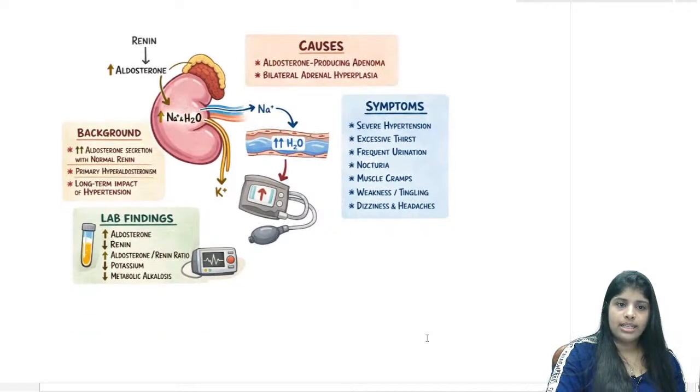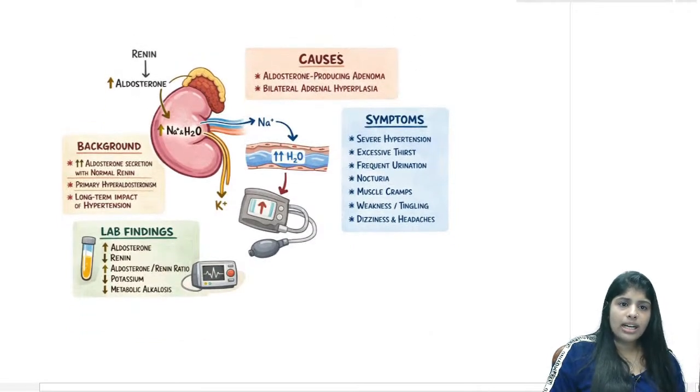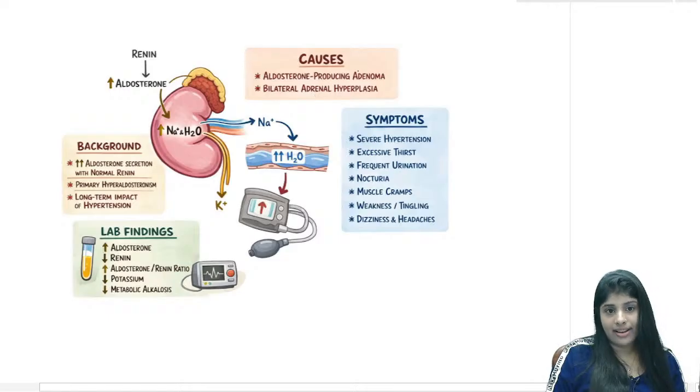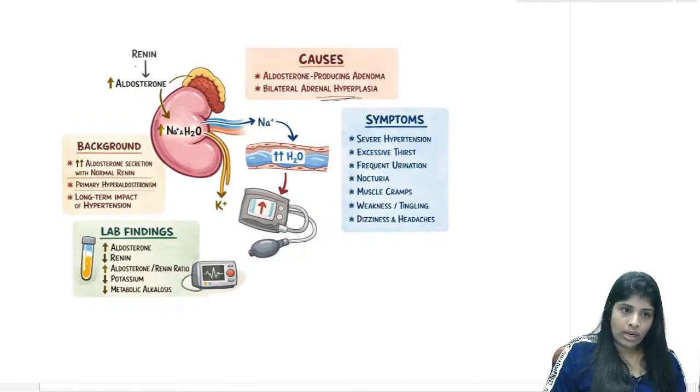What is Conn's syndrome? The cause of Conn's syndrome is an aldosterone producing adenoma. So if the adrenal gland is having an adenoma, it is going to produce a lot of aldosterone, right? Or if there is adrenal hyperplasia, or if there is cancer of the adrenal, the aldosterone is going to be increased. You can take a screenshot if you want. This is Conn's in a picture. See, there is increased aldosterone, right?